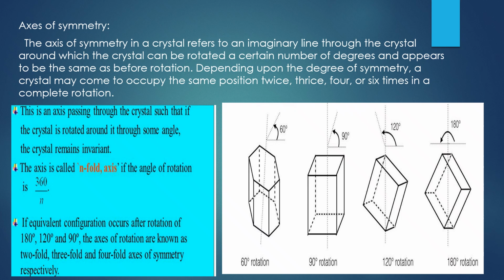Examples in common crystals. Cubic crystals like NaCl exhibit a four-fold axis. Hexagonal crystals like quartz exhibit a six-fold axis. Tetragonal crystals have a four-fold vertical axis.